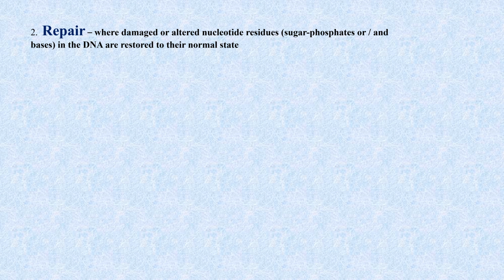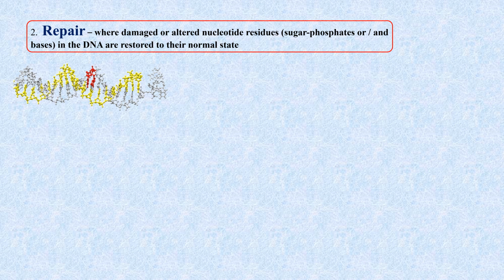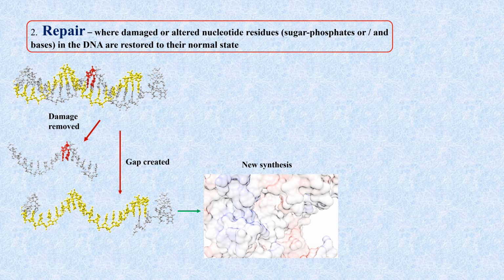In repair, damaged or altered nucleotide residues in the DNA are restored to their normal state by DNA synthesis. A portion of the strand containing the damage is removed by repair enzymes. Thus, a gap is created in the duplex. This gap is subsequently filled up by new DNA synthesis.